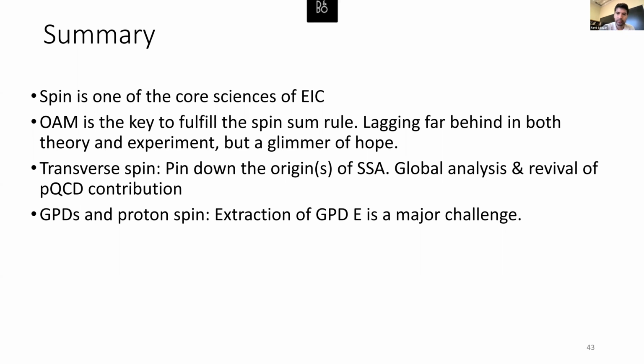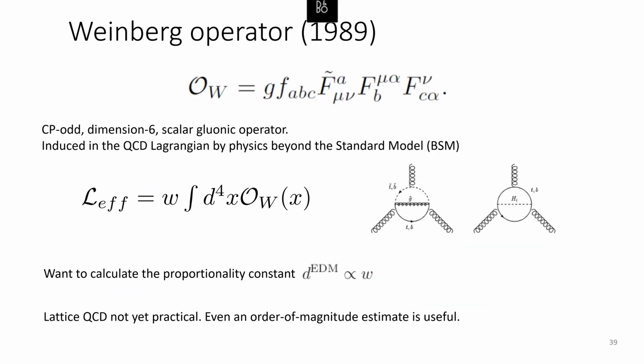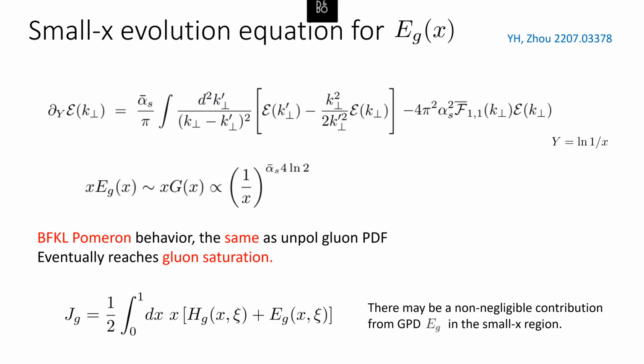Please unmute yourself. Okay, I have several simple questions. So first, thank you very much for the talk. And the first one is, does the BFKL for the GPD E include the gluon saturation? I think it doesn't, right? So why does it agree with your calculation, which includes the gluon saturation?